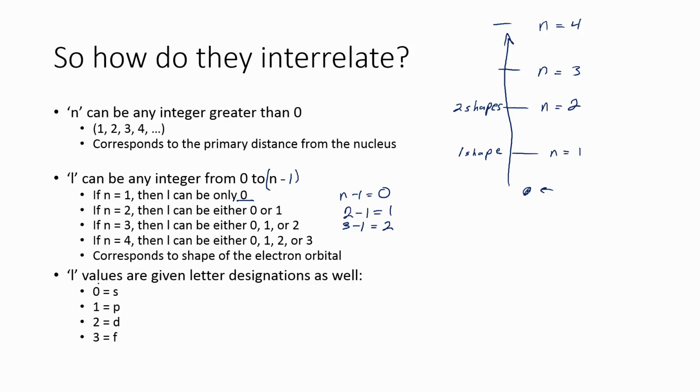Now these l constants are sometimes given letters to make them a little bit easier to differentiate when we talk about them. So 0 is given s, or s-shaped orbitals, and 1 is given designation p for p-shaped, or d-shaped or f-shaped orbitals. And that's kind of the slightly easier way to talk about these things. And we'll get to that later, but for now we'll keep to l equals 0, 1, 2, and 3.